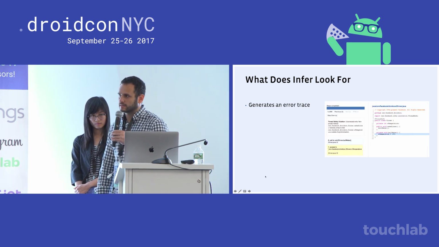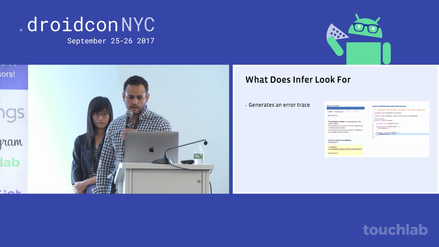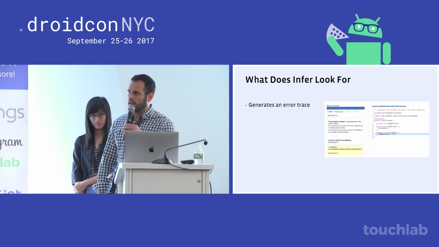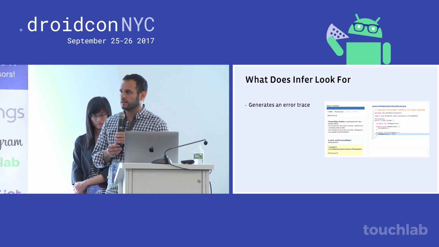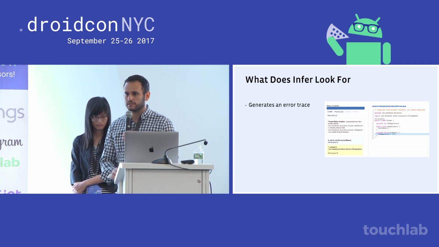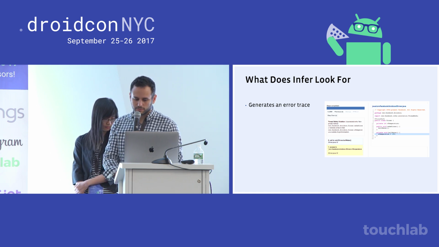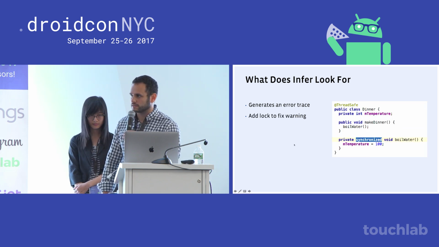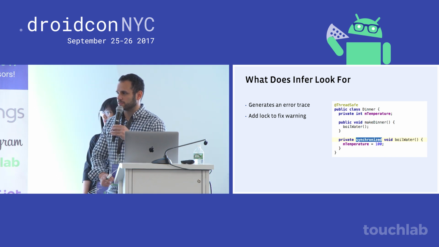So once Infer detects that mTemperature will have conflicting writes, it generates an error report highlighting the unsafe accesses and the associated call chain. And this is pretty useful. The previous example was simple, but these call chains can get pretty complex when they go through multiple files and objects and if-else branches. And so the way to fix the example that we just saw would be to either synchronize the boilWater method or to make mTemperature volatile.